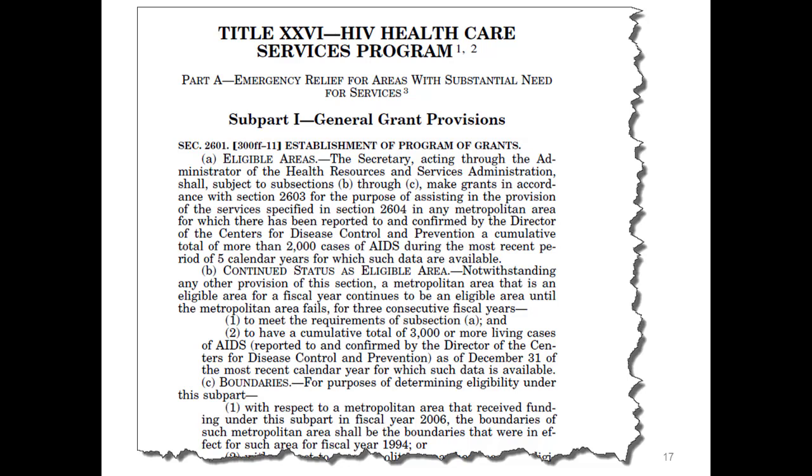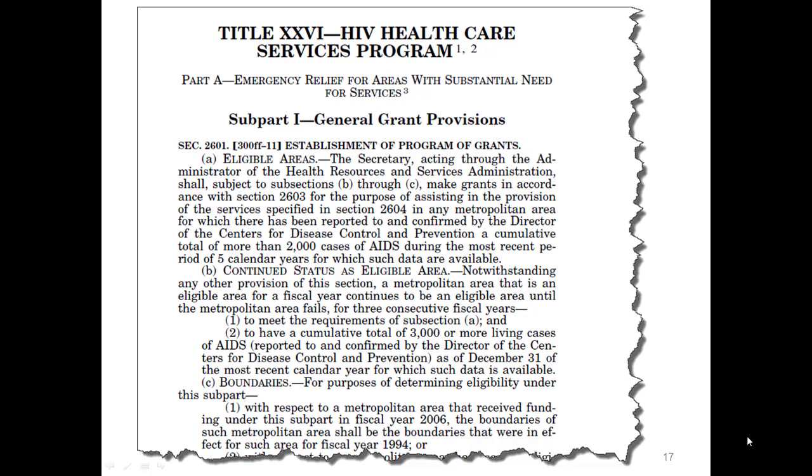For example, the authorizing legislation for the Ryan White HIV/AIDS program in the Public Health Service Act establishes a program of grants for the purpose of assisting in the provision of services related to HIV/AIDS. Authorizing legislation expresses congressional purpose in fairly broad terms.